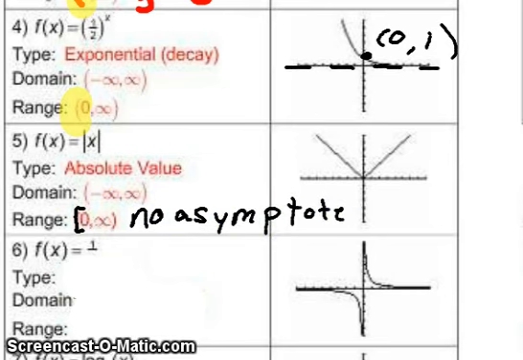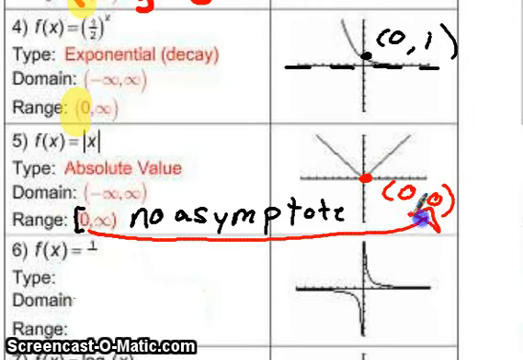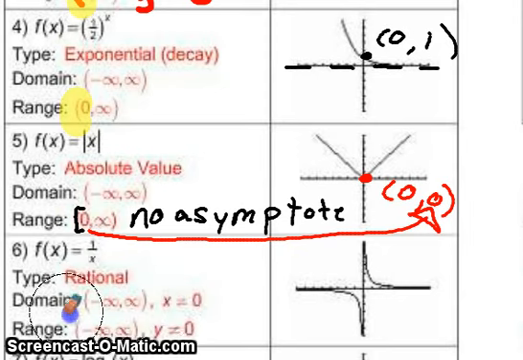The function does pass through the origin, and so because it goes through the point 0, 0, we have to have this y value included in our range. Now, our next function is a function that we see occasionally. We're going to spend almost an entire unit on it, which is called the rational function. Some people call it the reciprocal function.